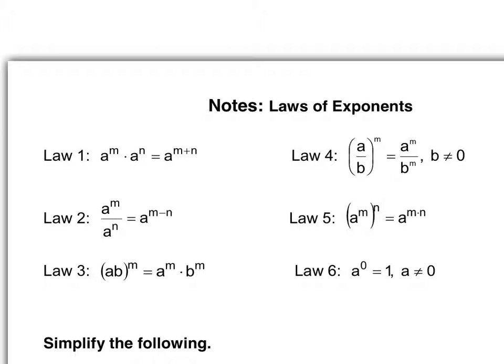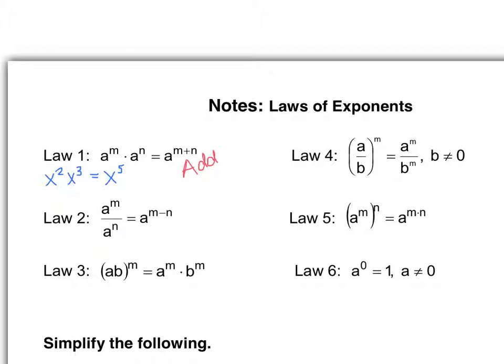The first law is when you have the same base, so A and A, those are the bases, and then each is to an exponent with multiplication in between. When you see something like that, you are going to add your exponents. For example, let's say we have x squared and x cubed multiplied together. The base is the same, the base is x. So we add those together, it becomes x to the 5th.